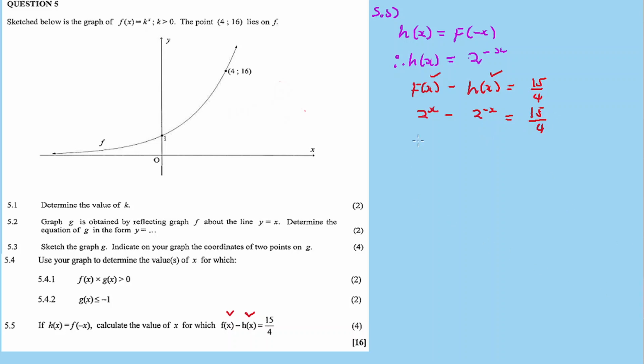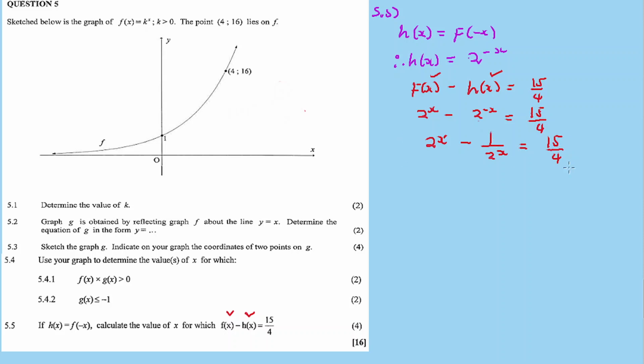Check this out again. This 2 raised to exponent x is in fact a fraction. 2 raised to exponent x minus 1 over 2 raised to exponent x is equal to 15 over 4. This is a fraction as well. We can simplify the equation. My variable is a negative exponent, so we must write it as a positive exponent. That's why I need to change it to this fraction.